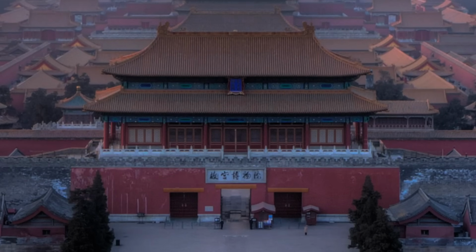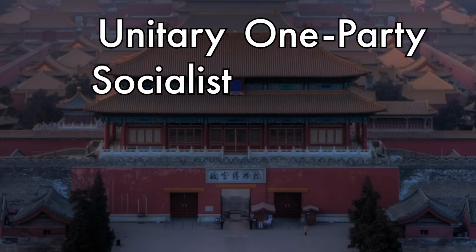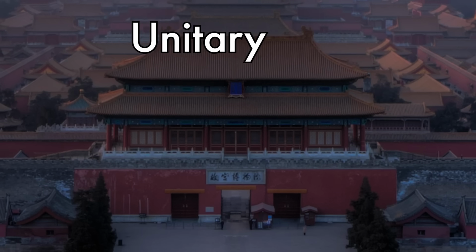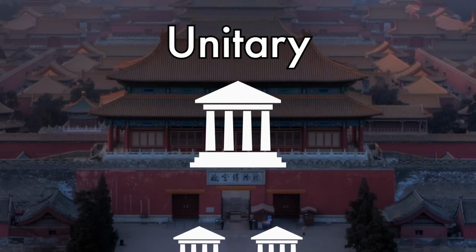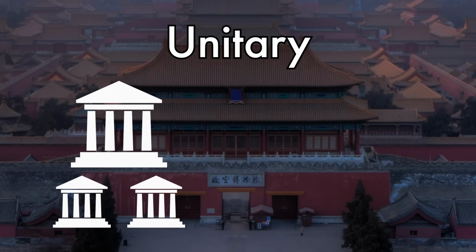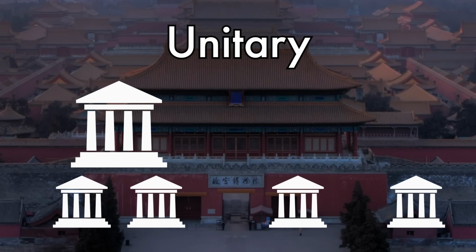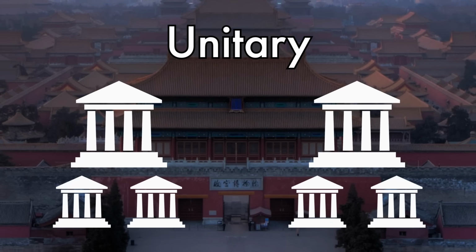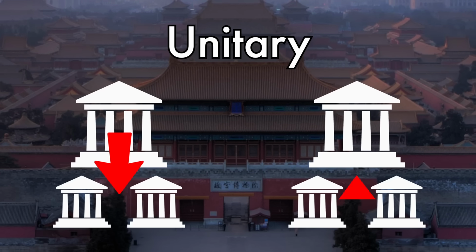China's government is classified as a unitary one-party socialist republic. Now, let's unpack this for a bit of context. A unitary state is a state where political power lies first and foremost in the national government, as opposed to federal states, whose political power comes from being a union of different subnational entities. Essentially, power is distributed from the top down rather than from the bottom up.